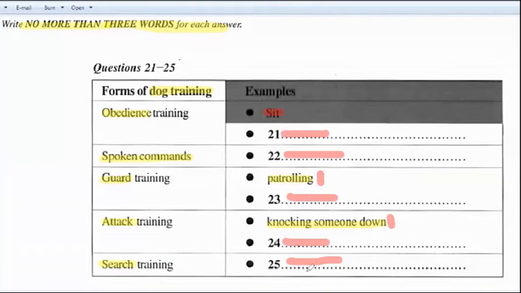But we know that they're going to be verbs, either with ing or just simply the base form of the verb, like a command. Now, let's go ahead and listen to the passage and see if you can answer all the questions correctly.